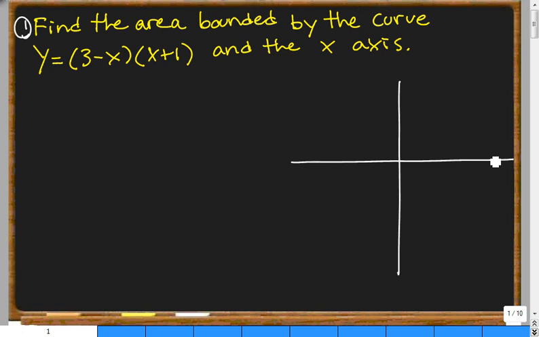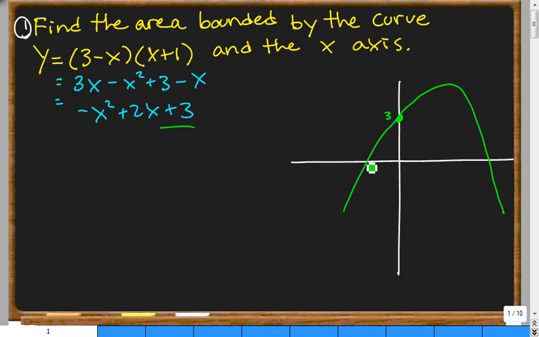Just as a way to help figure some stuff out, if I FOIL this out, I get 3x minus x squared plus 3 minus x. And so this would be the same thing as negative x squared plus 2x plus 3. This gives me some important information. This tells me that I'm a parabola going upside down, which is helpful. I get my y-intercept, so I know that this is 3, and I know that my graph is going to look something like this.